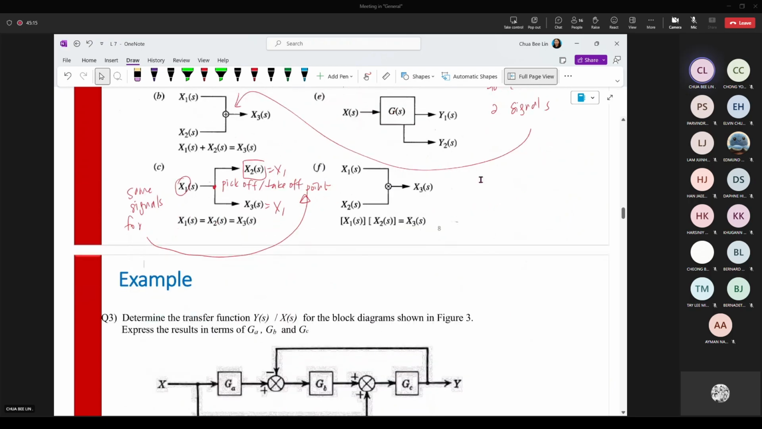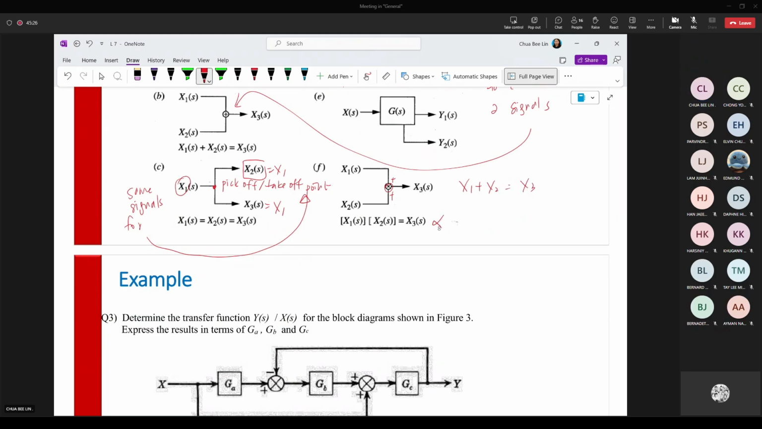So this one is plus, right? If it is not indicated over here, by default, it will be plus. So this one's supposed to be x1 plus x2 equals x3. So this is wrong.